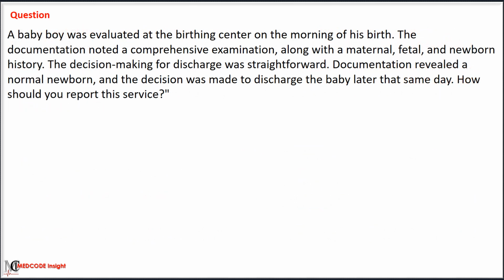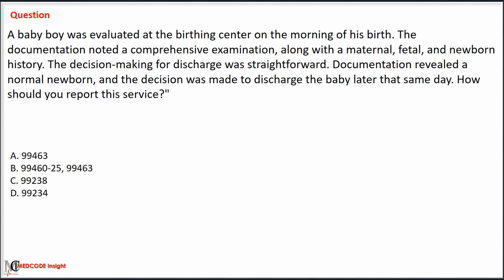A baby boy was evaluated at the birthing center on the morning of his birth. The documentation noted a comprehensive examination along with the maternal, fetal, and newborn history. The decision making for discharge was straightforward. Documentation revealed a normal newborn, and the decision was made to discharge the baby later that same day. How should you report this service?